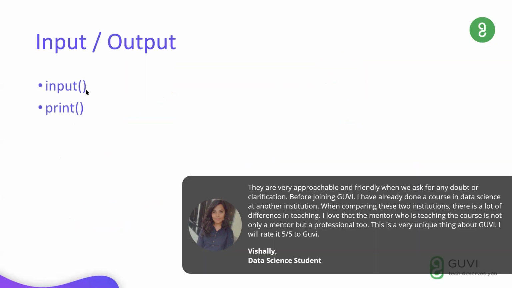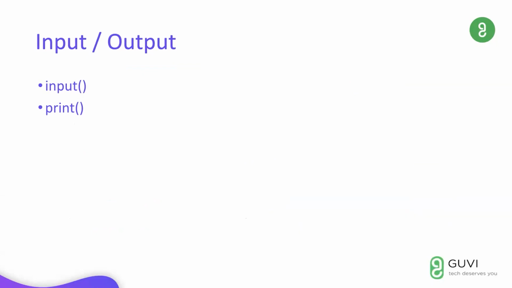First is the input and output. Python is more like English. If you can read English, or if you can listen to or understand the English which I speak, you are a Python programmer. That level is good enough for you to become a Python programmer.